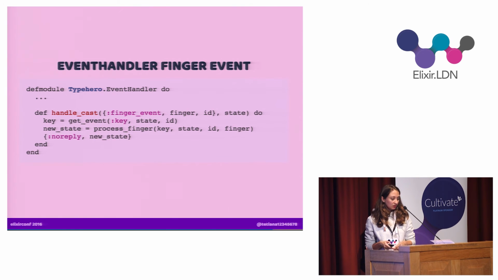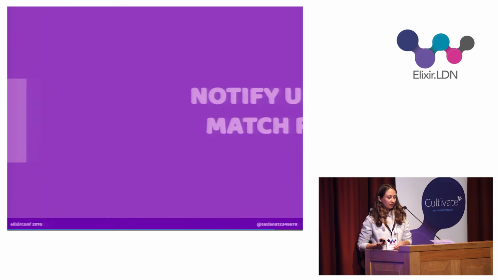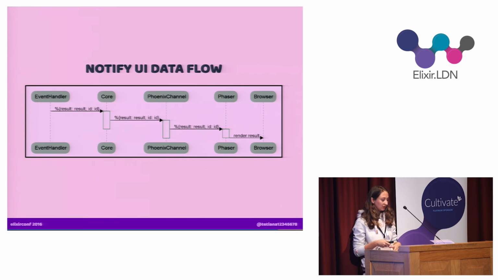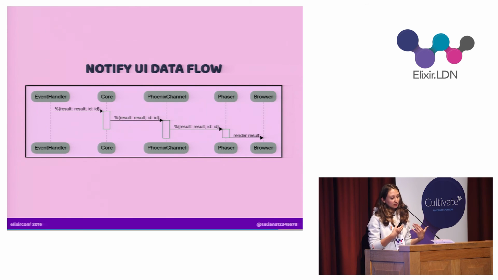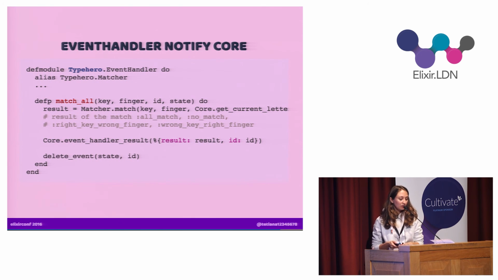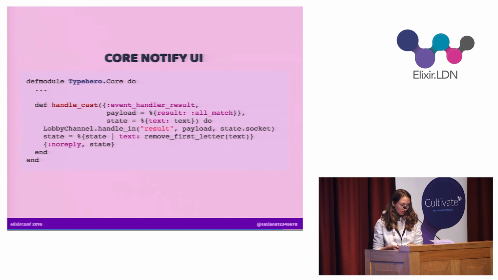Okay, this is good. So the next step would be to notify the UI of the result. The way it happens is that when you get the result, you pass it to the core. Then from there, you pass it to the Phoenix channel. Phoenix channel then passes it to the Phaser, and Phaser renders the result to the browser. So we call event handler result to our call function, passing in the result, which is an atom, and the ID. And we are listening to that message in our higher level module.